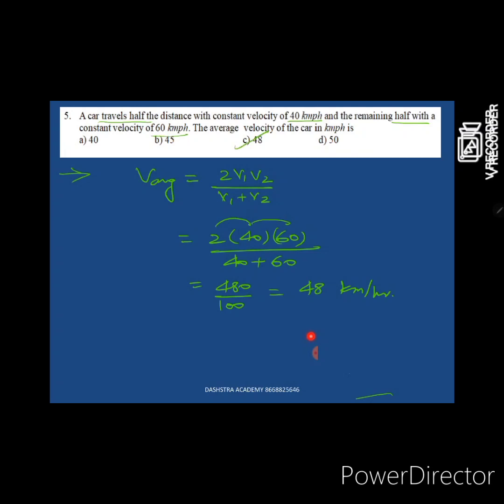Right guys, clear? Next, question number 6. If a car covers 2/5 of the total distance with v1 speed and 3/5 the distance with v2, then the average speed is. Now see carefully. The first distance is 2/5. Next is 3/5. That means the distances are not same. So we cannot use that shortcut formula. Since we have to calculate the average speed, we know that the formula for average speed is total distance divided by total time, right?